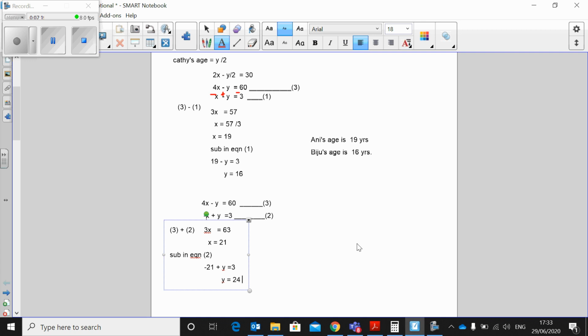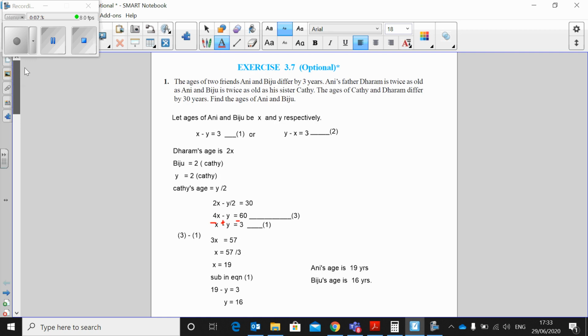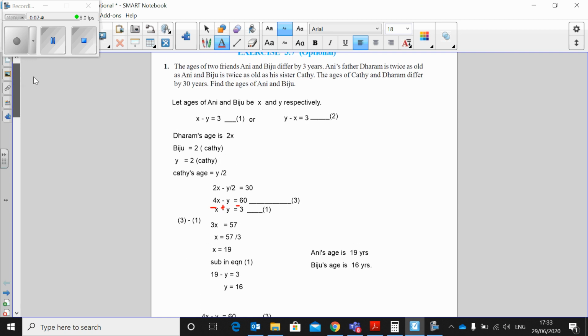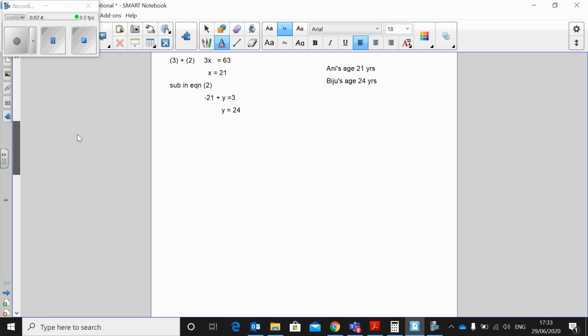So that means in this case, Hani's age is 21 years, which means Biju's age will be 24 years. So there are two possible answers, 19 and 16, and 21 and 24. Both cases are possible in this problem. Okay, is there any doubt? Let's start the next one.